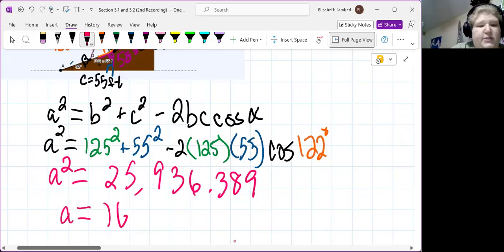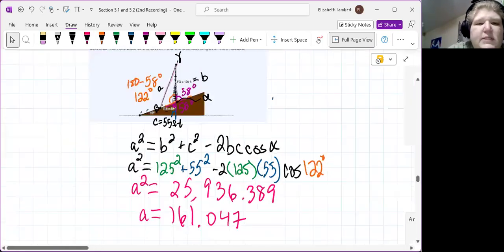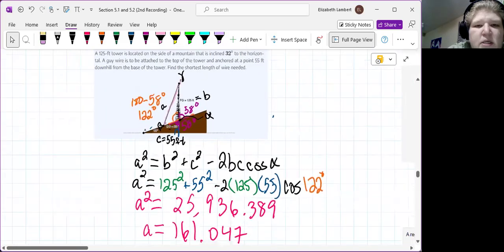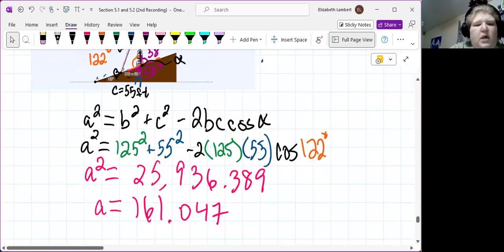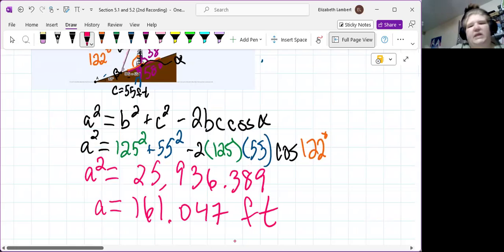Now I have 161.047. Did they give us rounding? No. But this is feet. So we need at least a little more than 161 feet. Now you could make some argument about having to use part of it to secure it, so you might need a little bit more than that, but you need at least a little bit more than 161 feet.